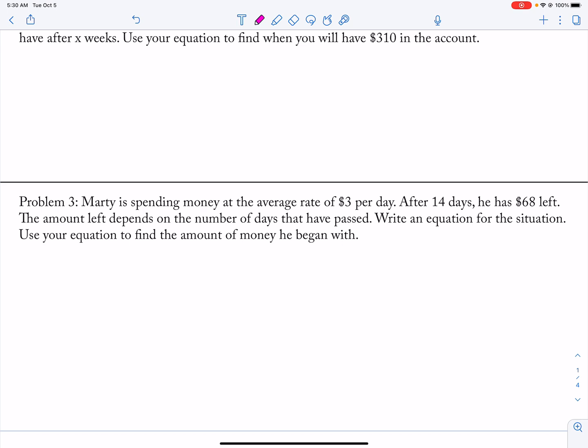We are doing another equation here. So rate is $3 per day. This is a point slope equation. So y minus... 14 days, you have $68 left. So you have an equation where you have your 14 and then your y value. So you have your rate of change, which is your slope, and then you have a point, which is like an x comma y. And so you are extracting out that in order to be able to write the equation.